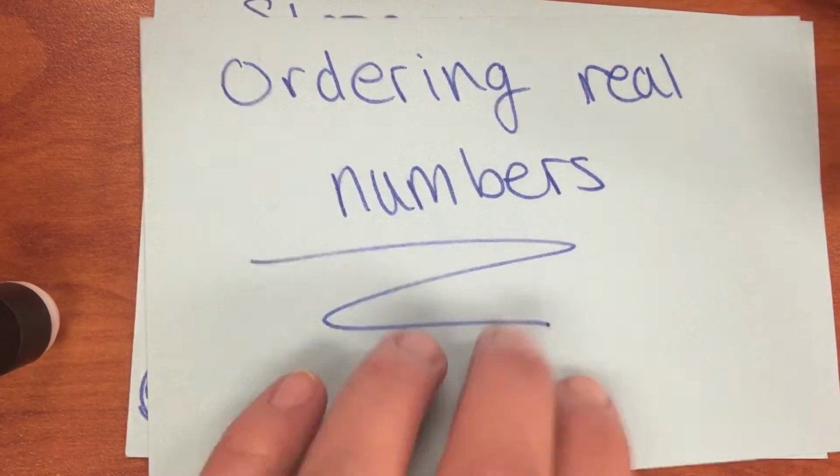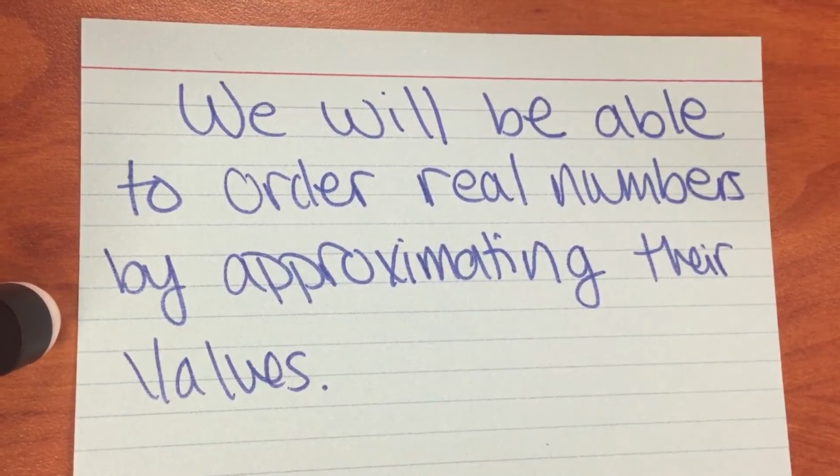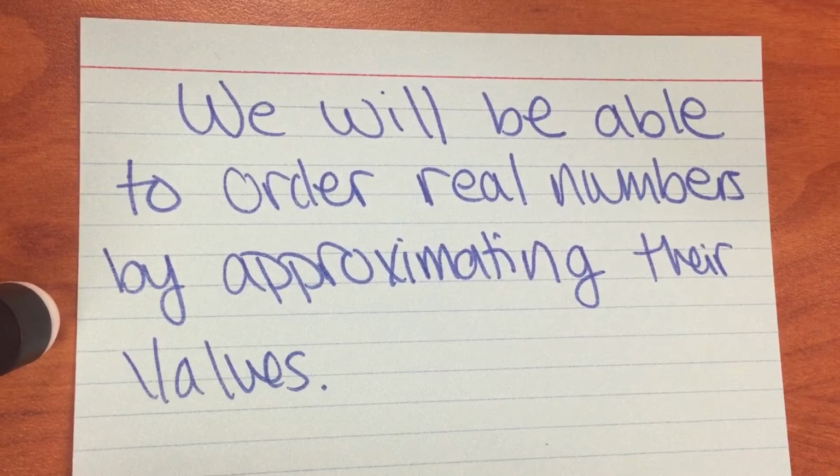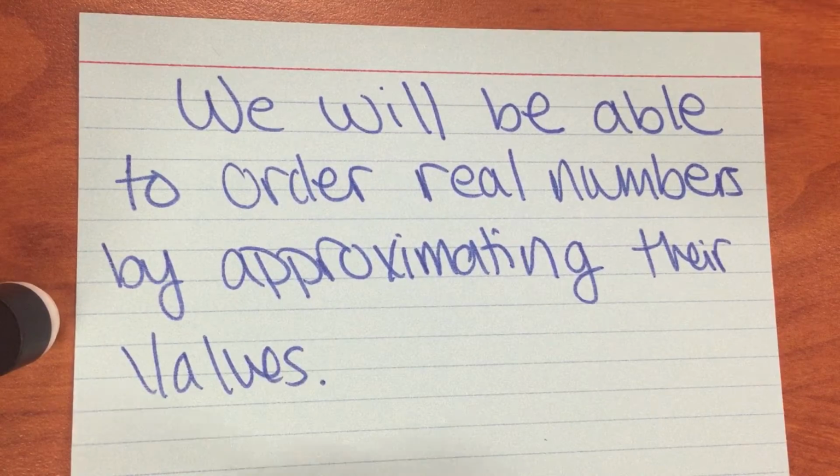Okay, cool. So our learning target today is we'll be able to order real numbers by approximating their values. What does approximating mean? Approximating is kind of like estimating, and kind of making it a little shorter if it's a crazy long number, or finding the about spot. Awesome. So make sure that is in your journal if you have to pause the video.